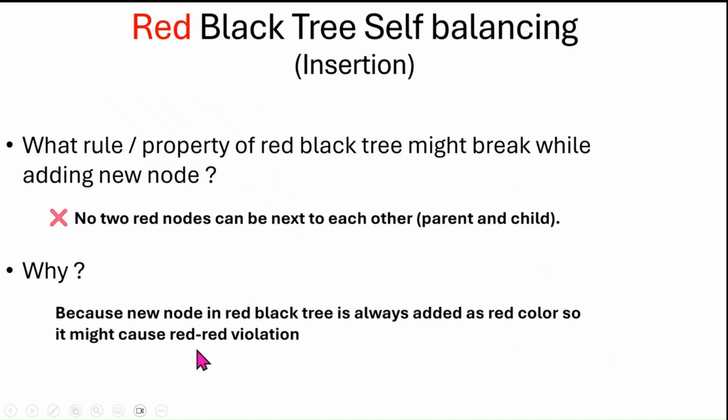So this red-red violation helps us detect whether it is disturbing the balance of the red-black tree or not. And using this red-red violation condition, it tries to fix the imbalance. Let's understand. So the first technique which we discussed, recoloring. Let's understand how recoloring comes into the picture in the insertion, and in what cases.